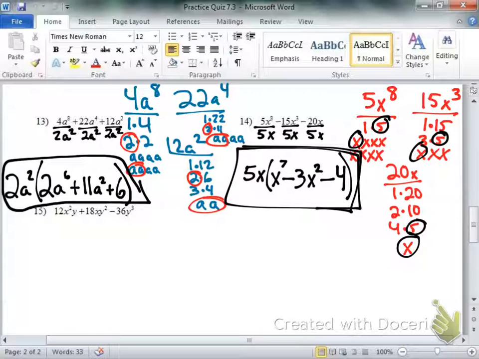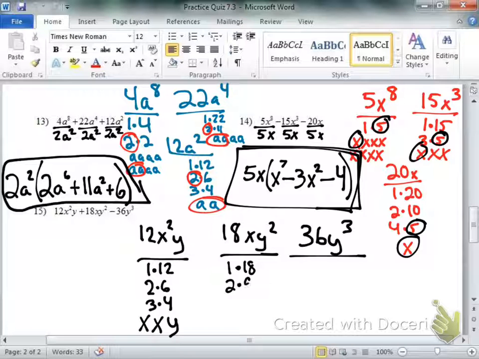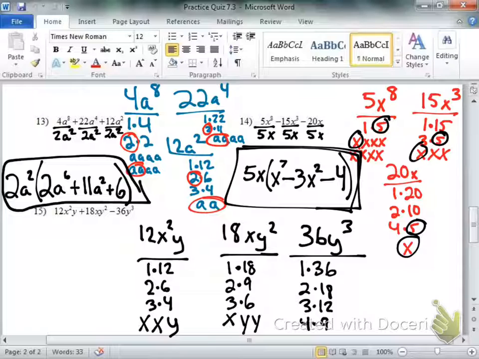Alright, and last one on here. We have 12x squared y, 18xy squared, and 36y to the 3rd. Alright, 1 and 12, 2 and 6, 3 and 4, x, x, y. 1 and 18, 2 and 9, 3 and 6, x, y, y. 1 and 36, 2 and 18, 3 and 12, 4 and 9, 6 and 6.